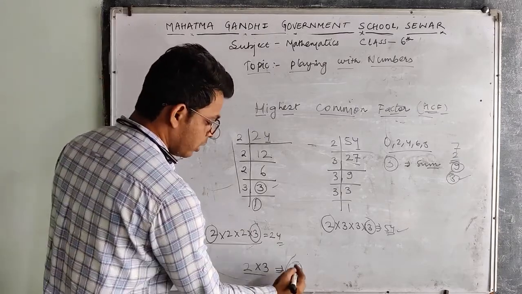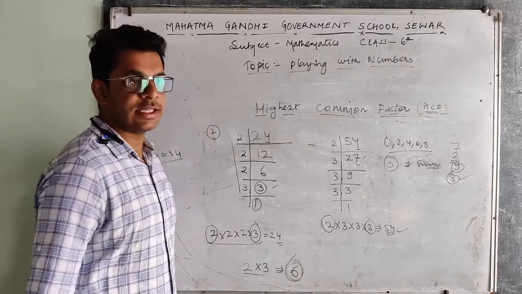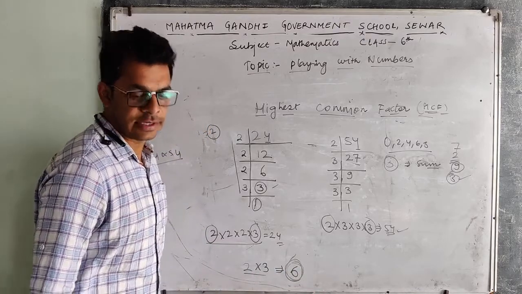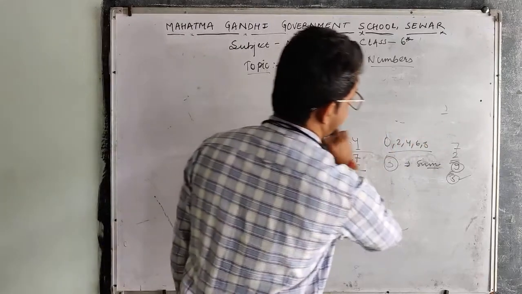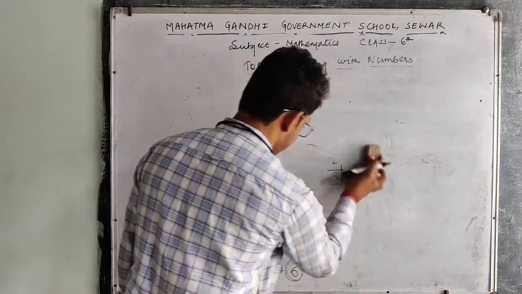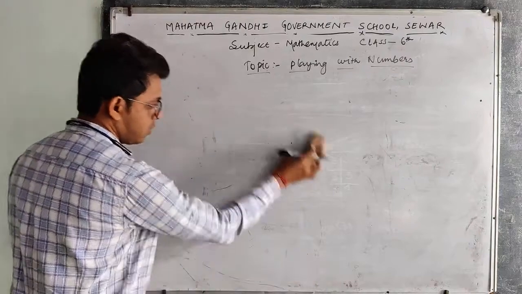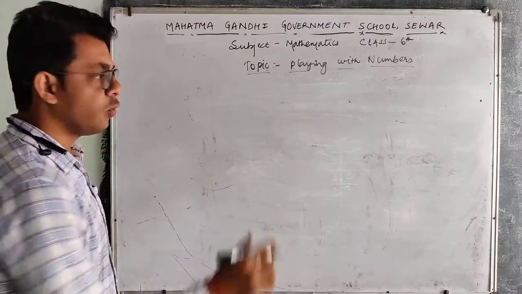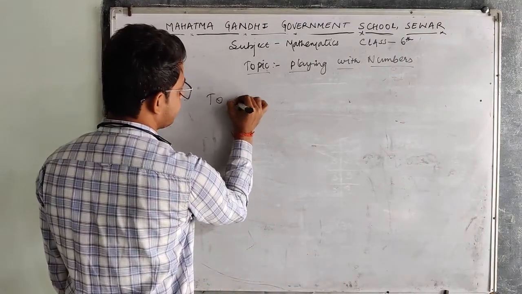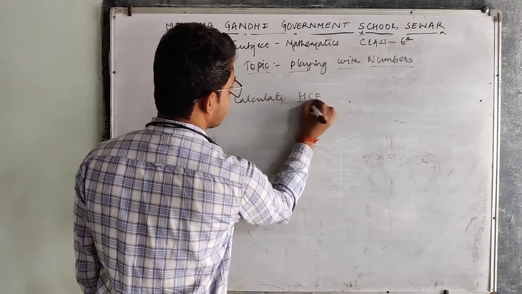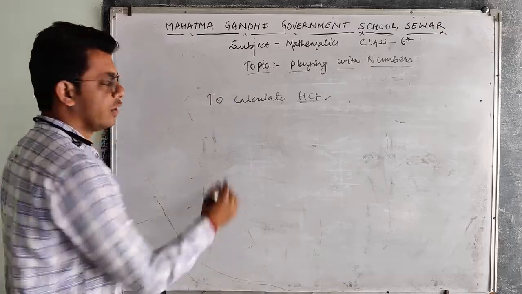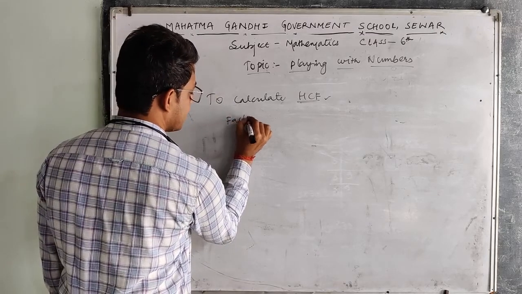We will see 2 into 3. So 6 is the highest common factor. So to calculate HCF, what we will do? First step, factorization.